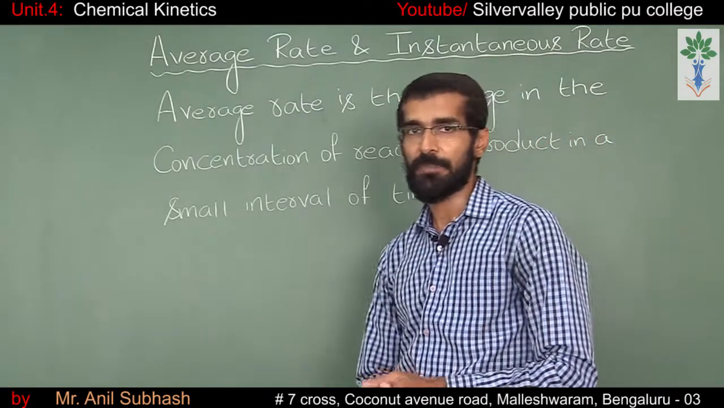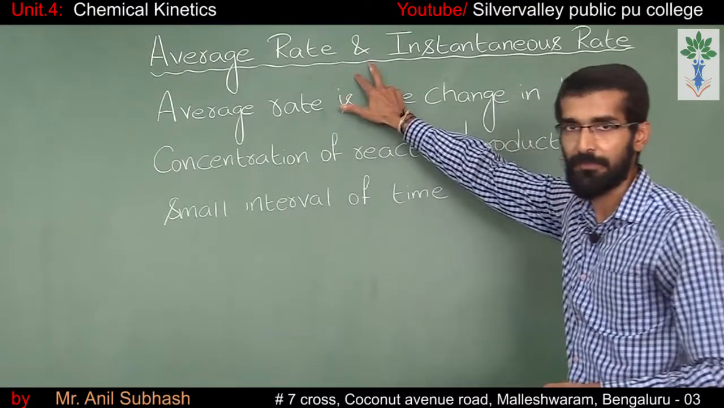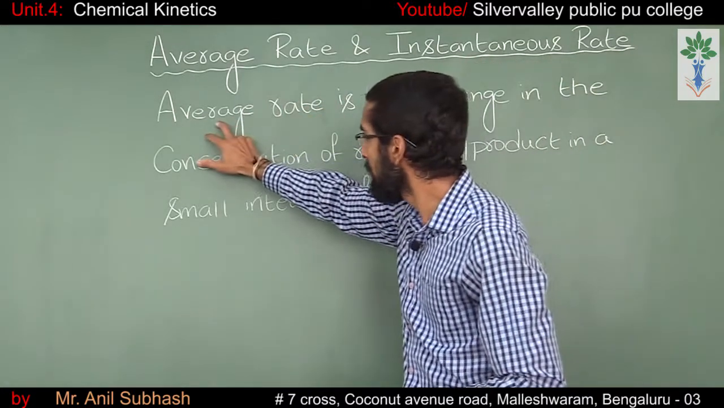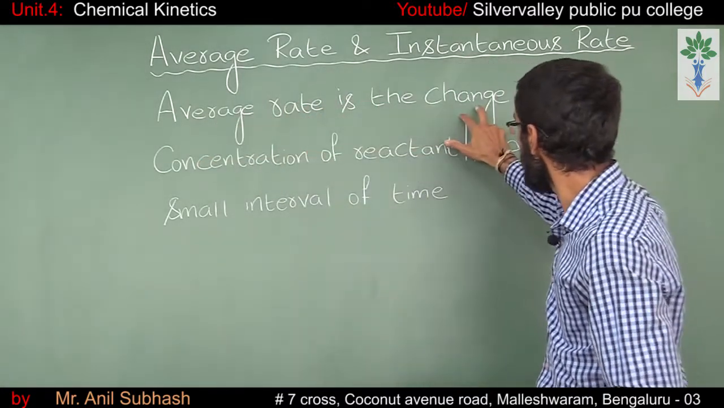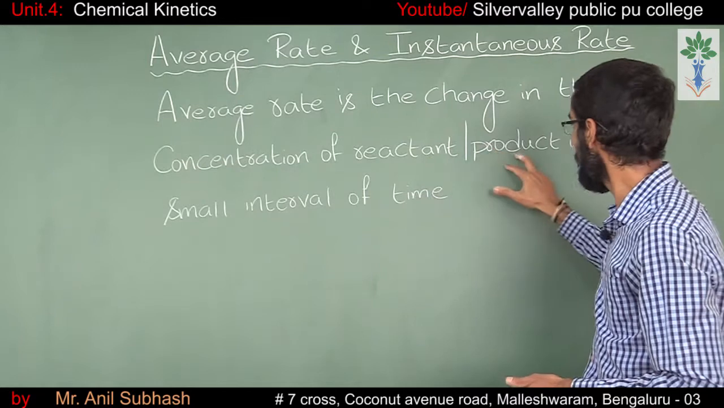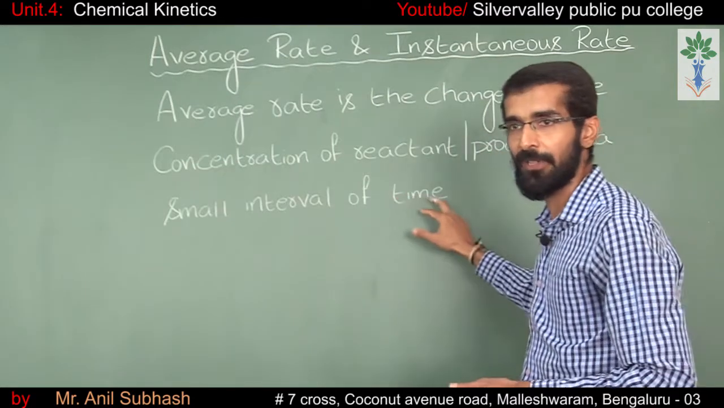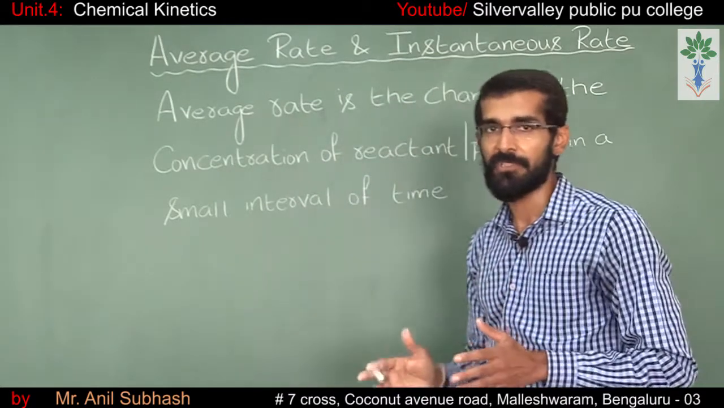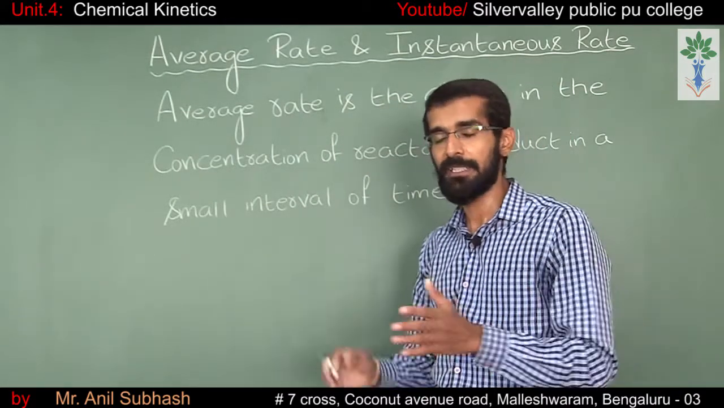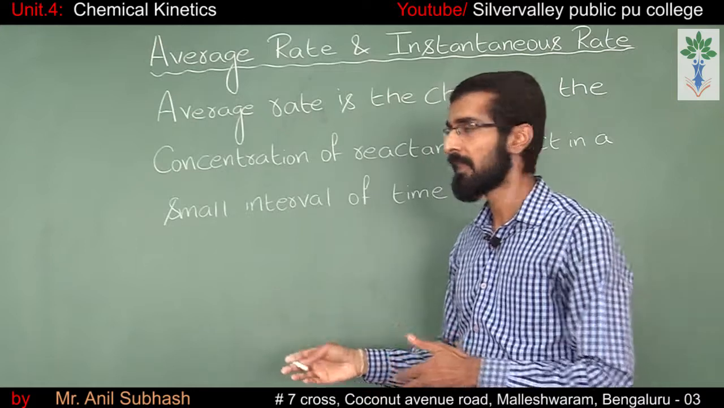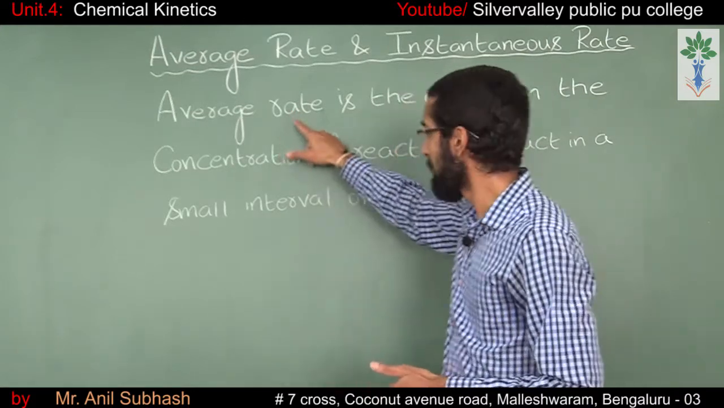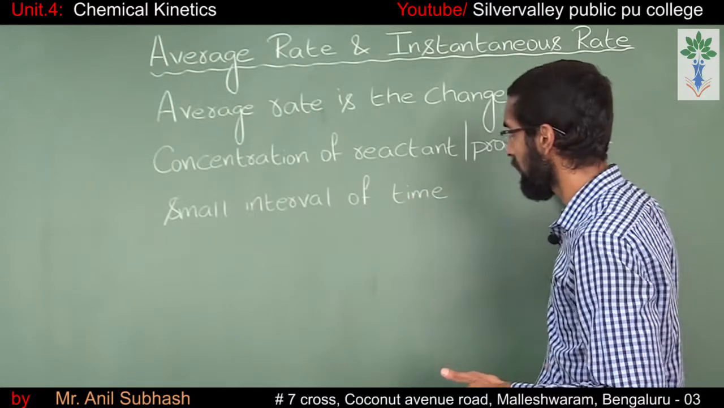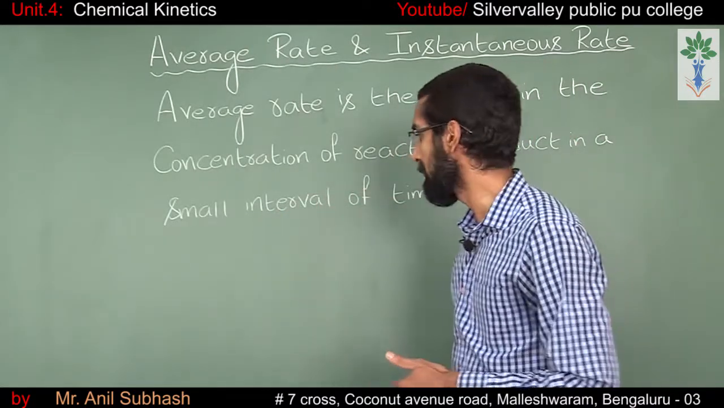Rate is of 2 types. One is the average rate and the other one is the instantaneous rate. The average rate is the change in the concentration of reactant or product in a small interval of time. When you consider a chemical reaction, the concentration of reactant and product goes on changing. So, average rate is the change in the concentration of reactants or product in a small interval of time.